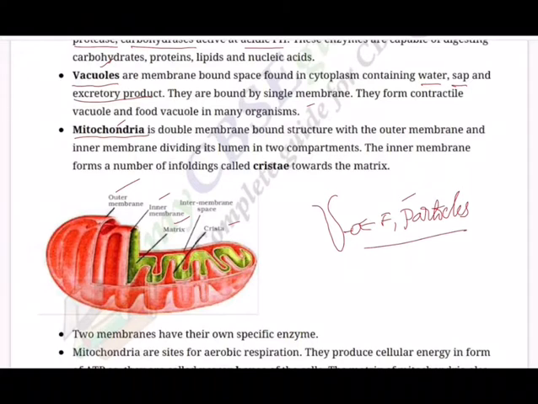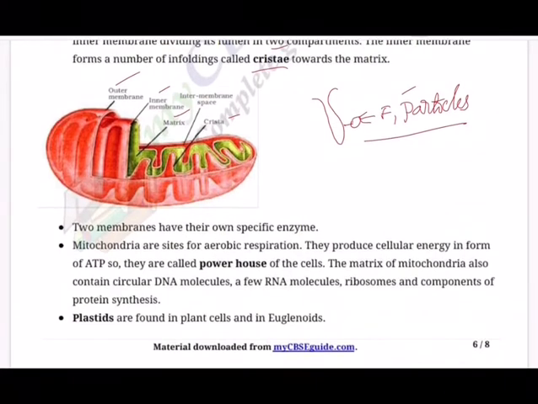So mitochondria is a double membrane bound structure with an outer membrane and an inner membrane, and the inner membrane enters into the lumen and forms compartments, finger-like ones. The inner membrane forms a number of foldings. These finger-like foldings are called cristae, and there will be the matrix. The two membranes have their own specific enzymes. That is the uniqueness of mitochondria. Mitochondria are sites for aerobic respiration, as I said. They produce cellular energy. ATPs are synthesized here. So they are called powerhouses of the cell.